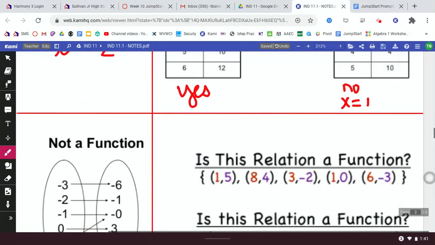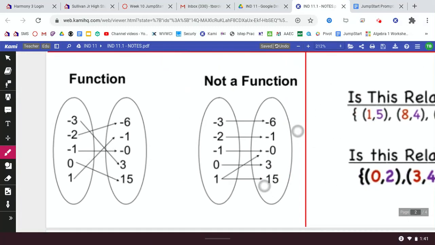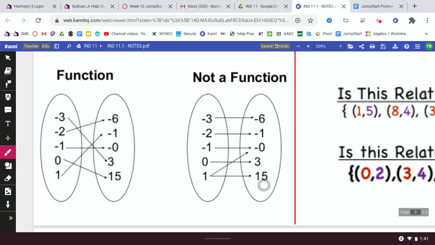The other way you might be given a relation is in what's called a diagram, and you will want to put these in your notes because you probably haven't seen this before. So go ahead and copy these two separate diagrams. One is a function and one is not, and we'll talk about why.